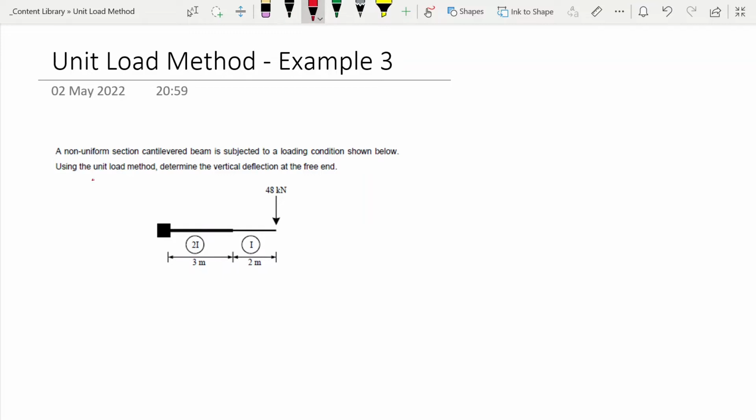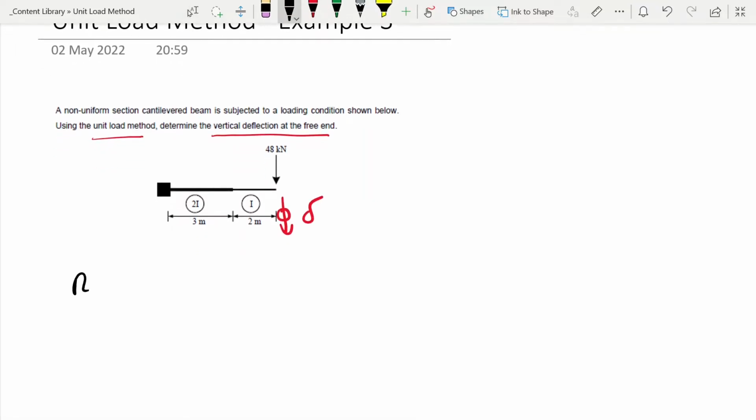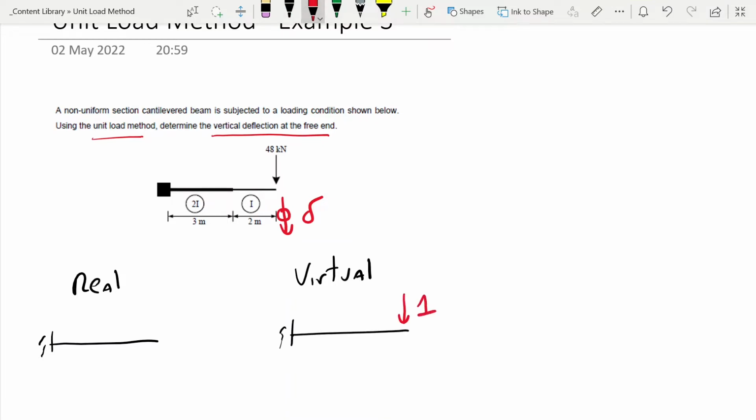Again, we're talking about unit load method, and we're talking about finding the vertical deflection at the free end. So if we want to find this delta, by now, you should know that we're going to split this into real structure and virtual structure. The real is nothing more than the original load, and the virtual is the load of 1 in the direction of the displacement that we want to find out. So if we want to find that vertical delta, we need a vertical 1 in the same place. And the real one is nothing more than the 48 kilonewtons. So it looks like this.